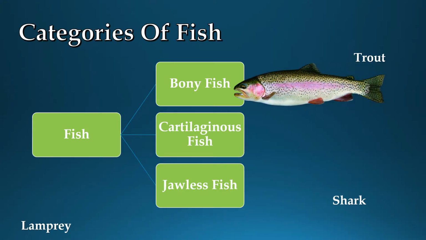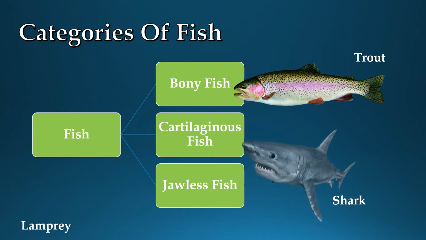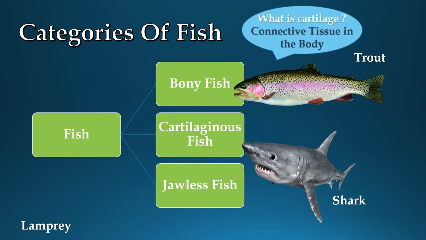Categories of fish. Scientists classify fish into three categories. The skeleton made of bones is the bony fish. The skeleton made of cartilage is the cartilaginous fish. So what is cartilage? Cartilage is the connective tissue in the body. And the third category is the jawless fish. The jawless fish lacks a jaw.